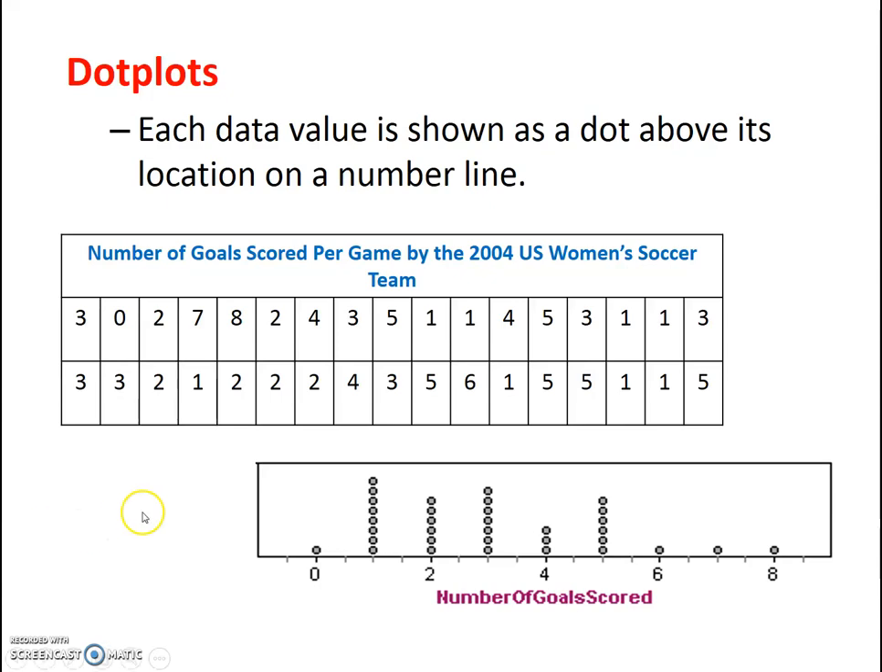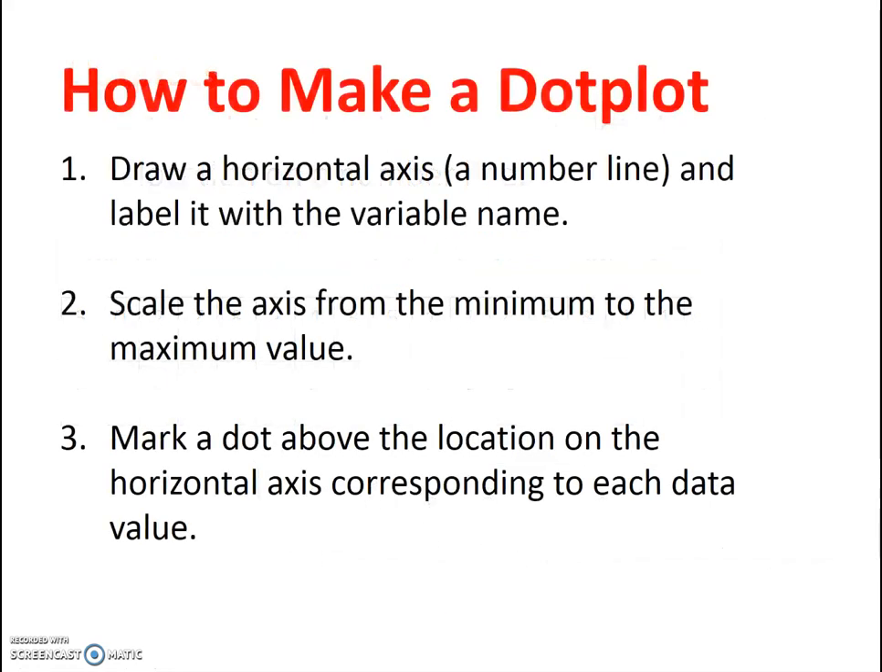And notice how our number line goes from 0 through 8. That's all we really need for this because the data goes from 0 to 8. Notice how there's also a title or a label on this axis down here. So if I didn't have this data, I could look at this dot plot and clearly read and understand what the dot plot is showing us. So just some basics on how you make one.